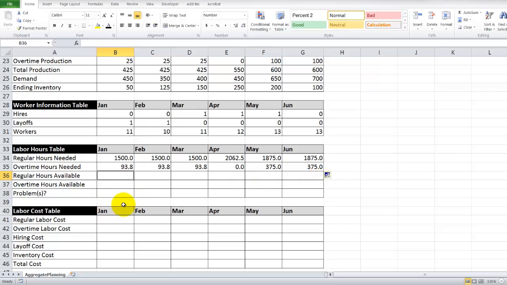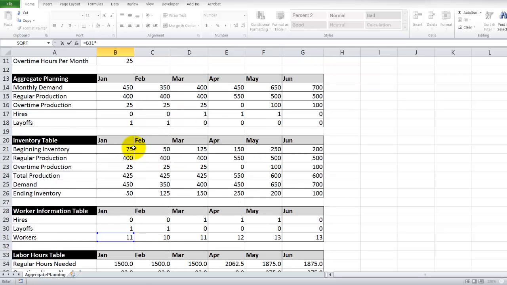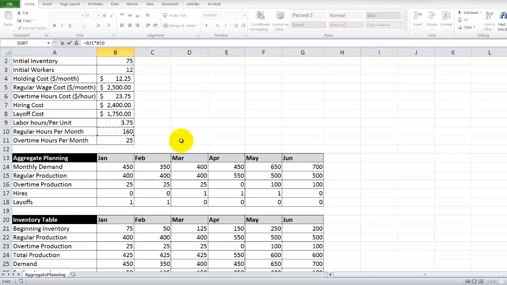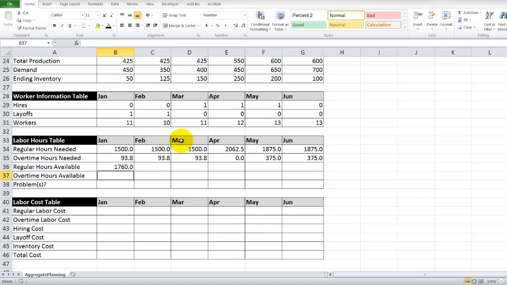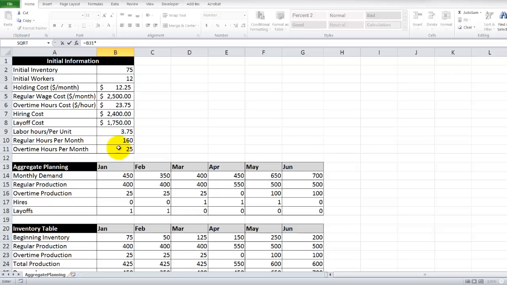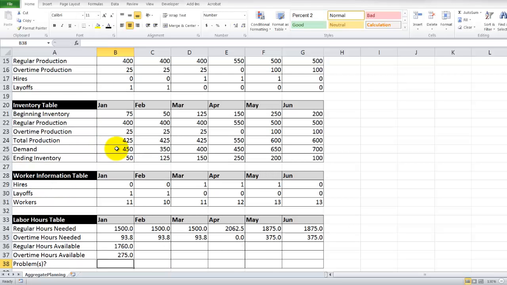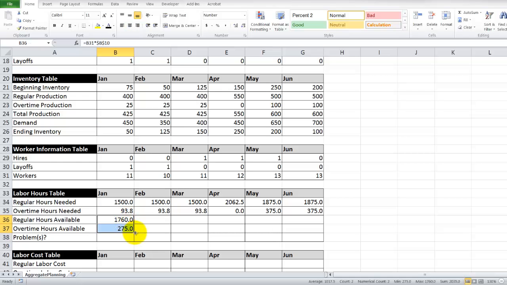We have a situation here where we have 11 workers. Each one of those workers can work 160 hours. So we have a total of 1,760 hours that can be worked as a regular time wage. What about overtime? Well, we still have those 11 employees times their limited overtime hours per month, which is 25. So actually I have 275 hours available for overtime in January. And once we have that calculated, we can bring that formula to the right.